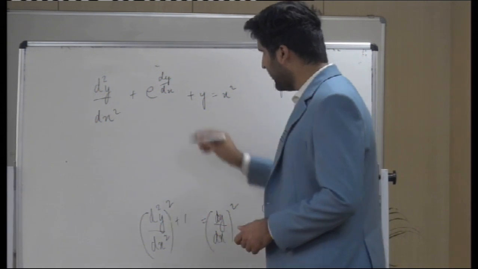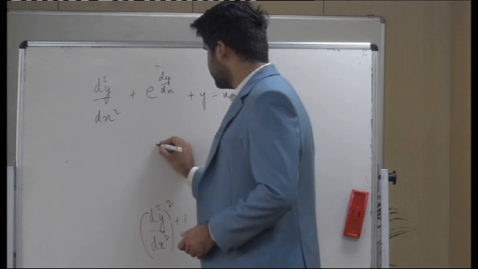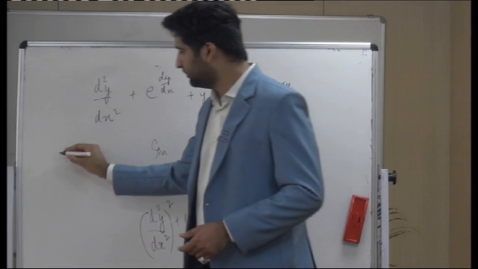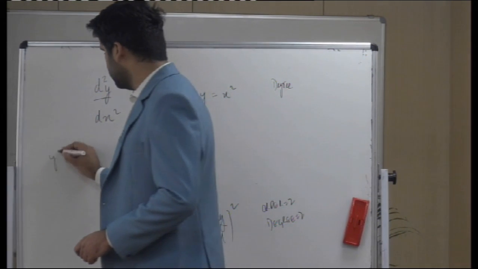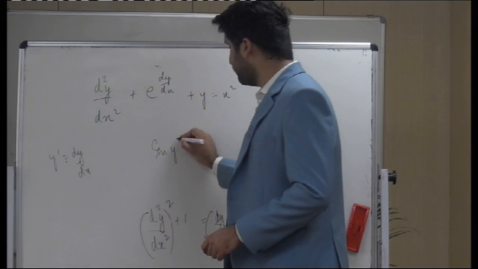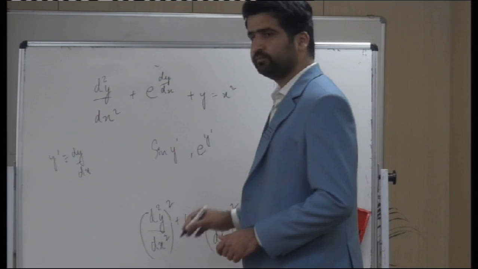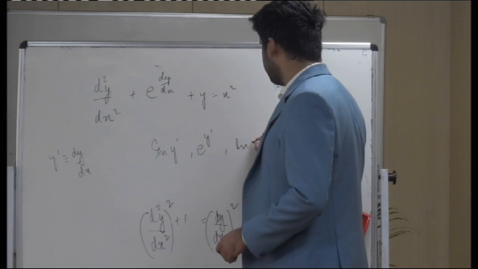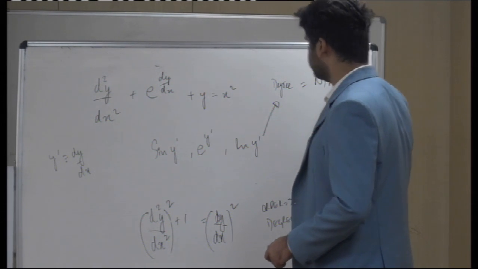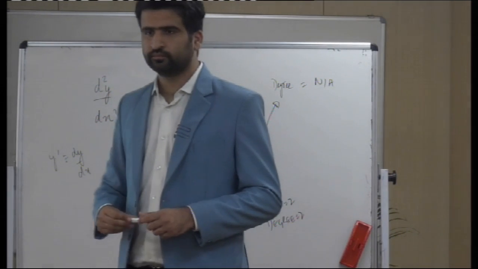So whenever we have a derivative inside, let's suppose sine, dy by dx can be written like this, y dash. Everybody knows that y dash is the same as dy upon dx. So if we have sine of y dash or e to the power y dash, or ln y dash, terms like this, the degree is not applicable in such cases.